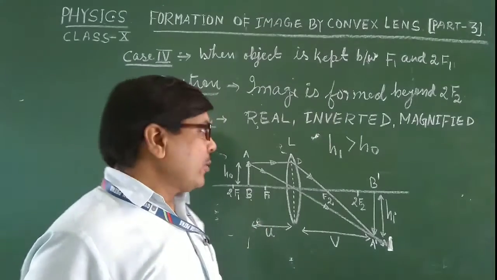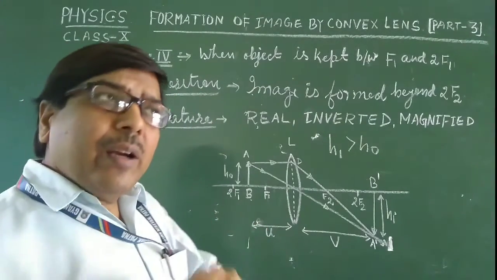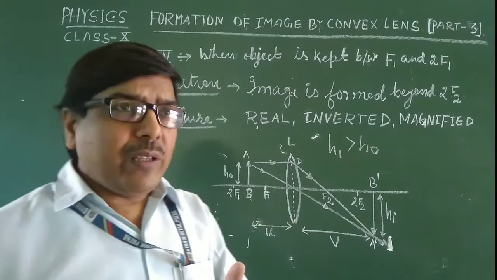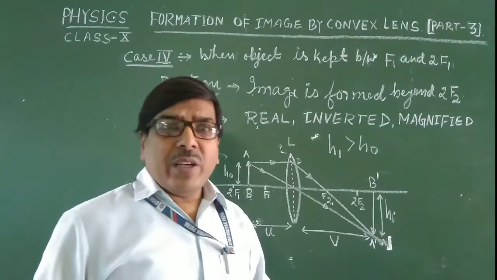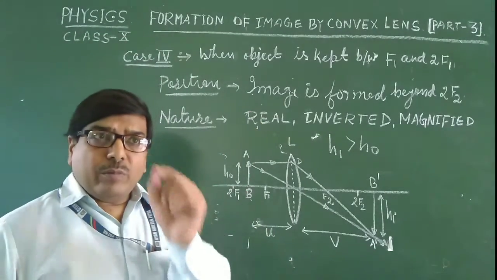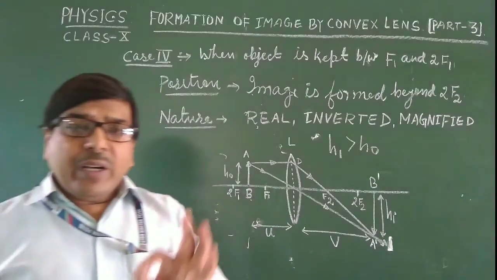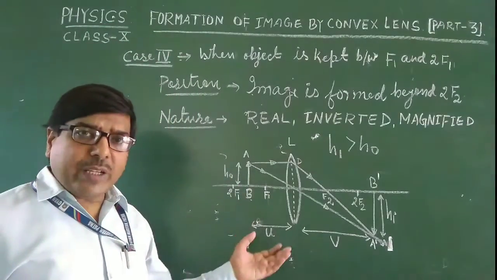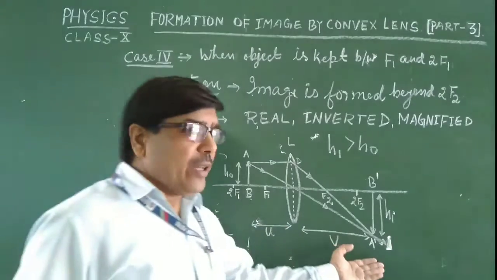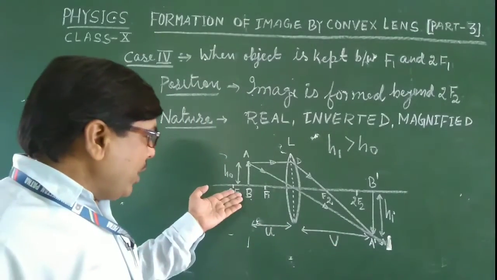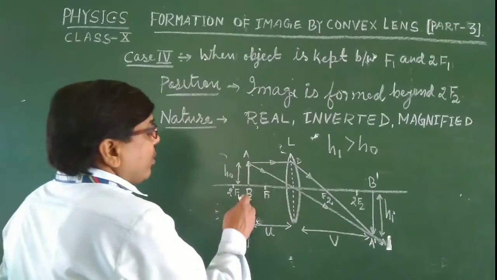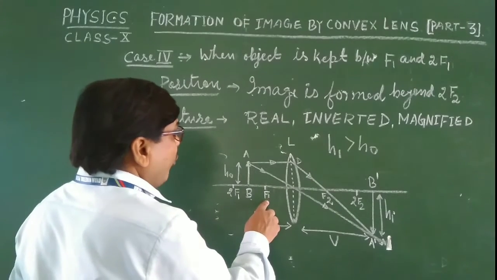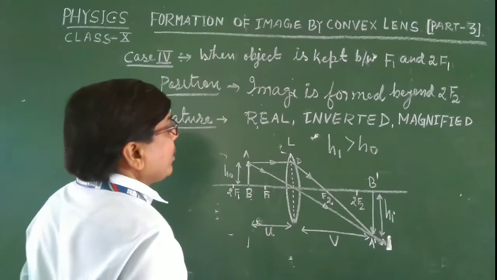As we know, a convex lens forms both types of images, real image as well as virtual image. Virtual image is always erect, real image is always inverted. Here a real image is formed in this case. AB is the object, whose height is kept between the focus F1 and 2F1.